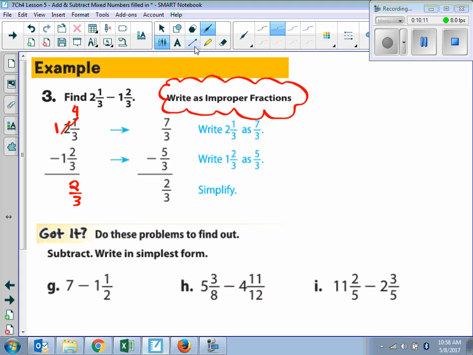Okay? Now, the way that we're going to learn today is to change them to improper fractions. So 2 and 1/3 here is equal to, that's 6 plus 1, 7/3. And over here, 1 and 2/3 is equal to 3, 4, 5, 5/3, right? So now we just have 7/3 minus 5/3, and 7 minus 5 is 2. So that's going to give us 2/3.